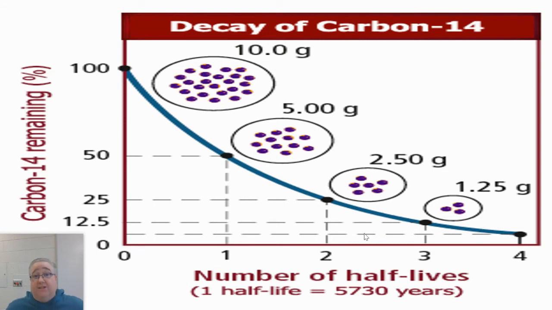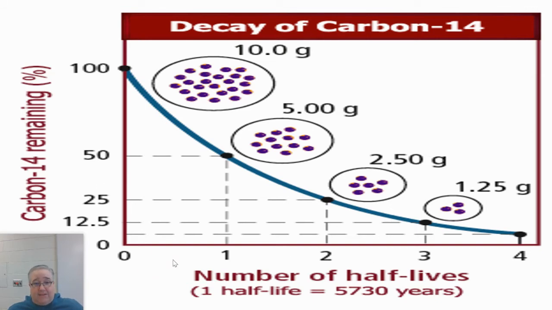This is a different isotope. This is carbon-14. Carbon-14 is radioactive. It says here it has a half-life of 5,730 years. So every 5,730 years, it will decay by half. So we have these two axes here, right? We have the y-axis and the x-axis.